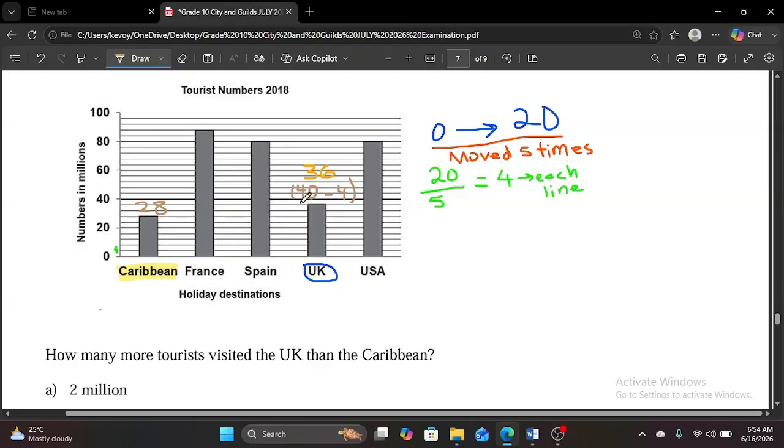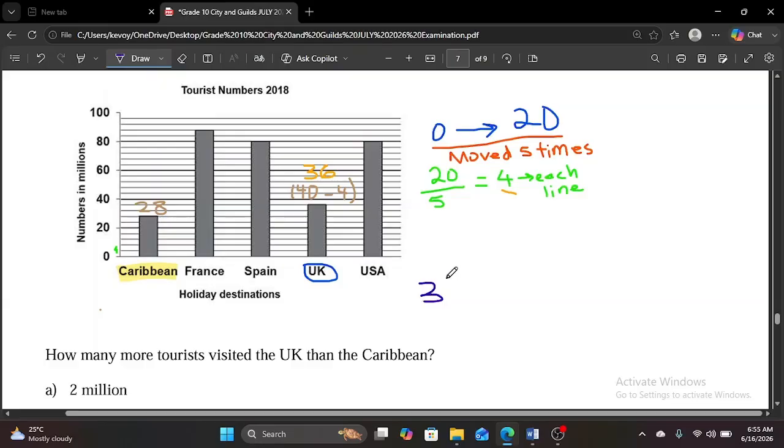So 36 persons visited the UK, because it's almost at 40, but it's 1 line less. Each line represents 4, so you just subtract 4 from 40 to get 1 line less. That would be 36. All right. If you ask how many more visited the UK than the Caribbean, you'd have to just subtract. So we're going to subtract now in order to find the answer.